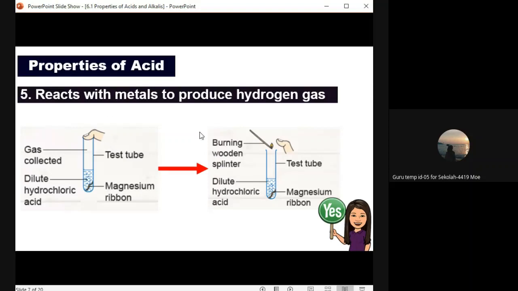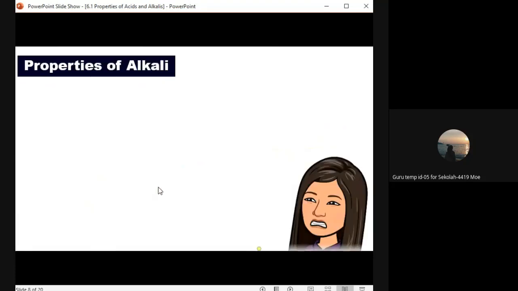So bila adanya kehadiran bubble dan juga yang menunjukkan adanya hydrogen gas means that ada reaction yang berlaku. Why? Because acid will react with metal. That's why bubbles form sebabkan kehadiran hydrogen. Alright, Vinash said oxygen. No, it is hydrogen.